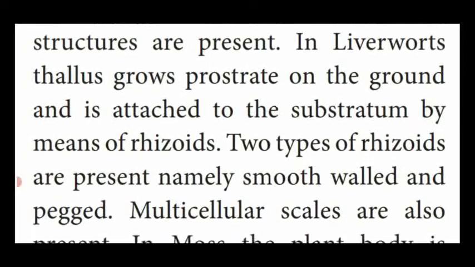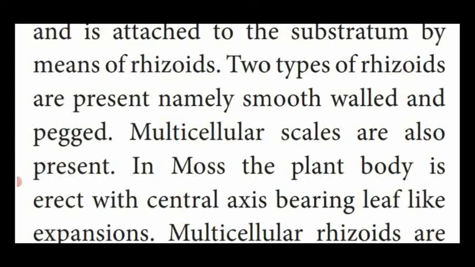Here they have two types of rhizoids, named smooth-walled and pegged. Smooth-walled means the surface is very smooth. Pegged means wavy in nature. That is, smooth-walled and pegged rhizoids are present in the bryophytes. Not only that, multicellular scales are also present.